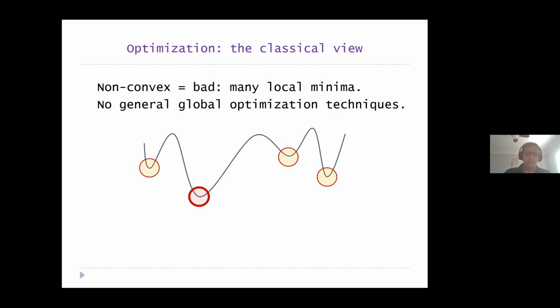Now, from a classical point of view, if we have a non-linear, non-convex system, it's a bad thing, right? Because there are usually many local minima, and in general there is no global optimization technique which allows you to choose a global minimum out of these local minima. So that seems like a hopeless problem, and certainly gradient descent type techniques are not going to work here, because if you start your gradient descent here, you will very nicely converge to this local minimum, but you will never find this one on the left.